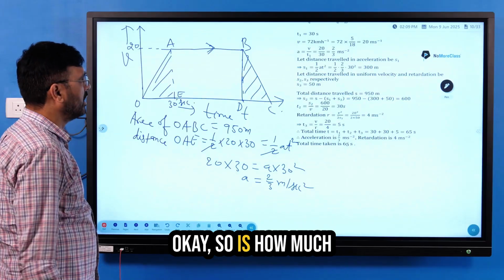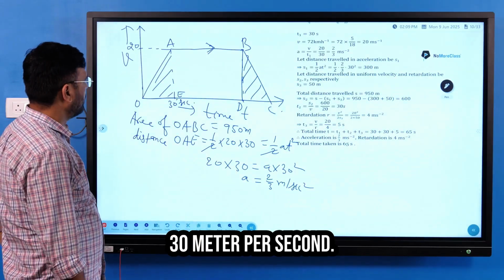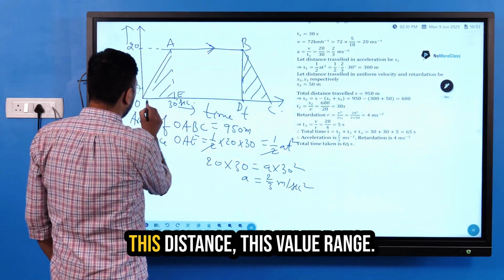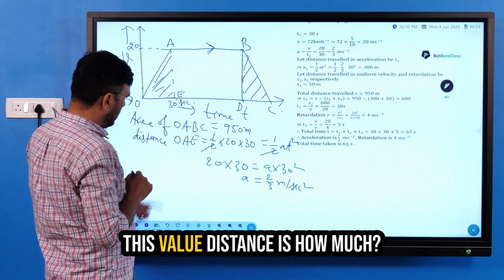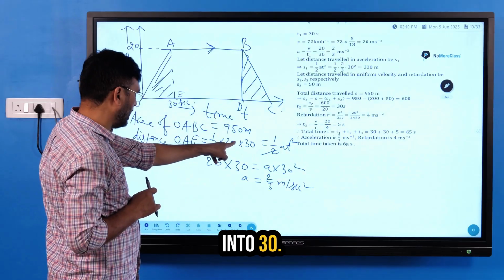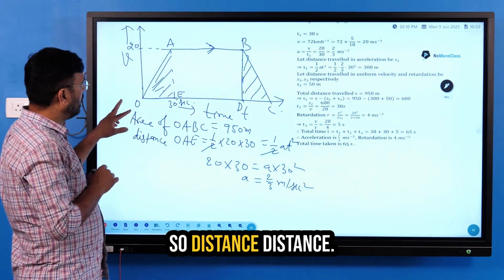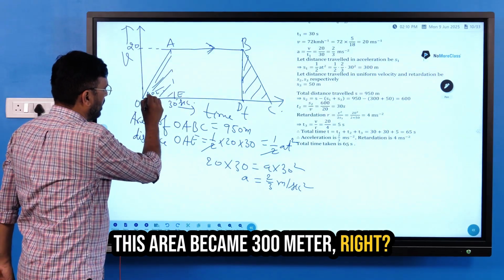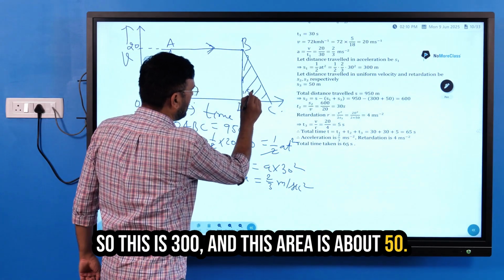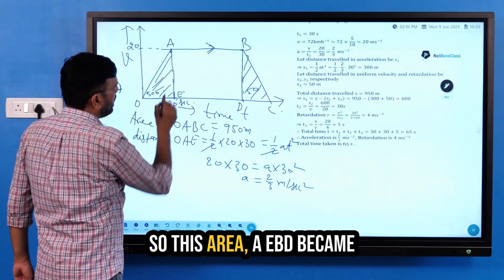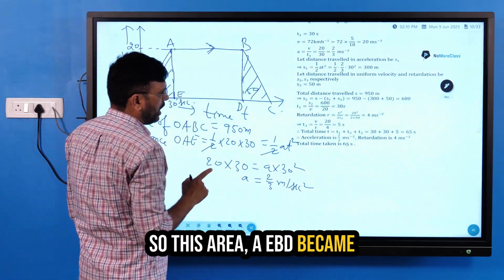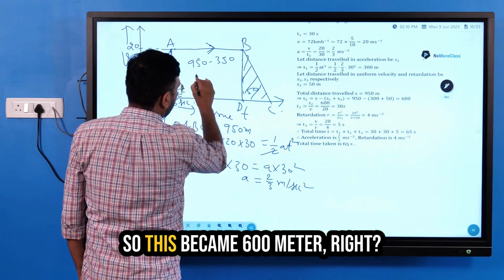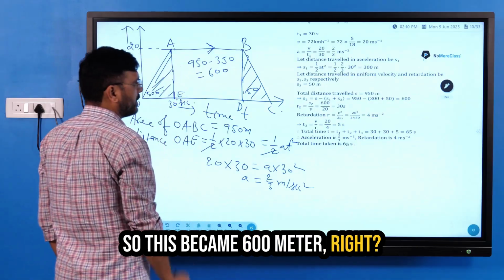So the acceleration is 2/3 meter per second square. And this distance is how much? Half into 20 into 30, so 300. The distance OAE, this area, became 300 meters, and this area is 50. So this area AEBD became 950 minus 350, so this became 600 meters, right?